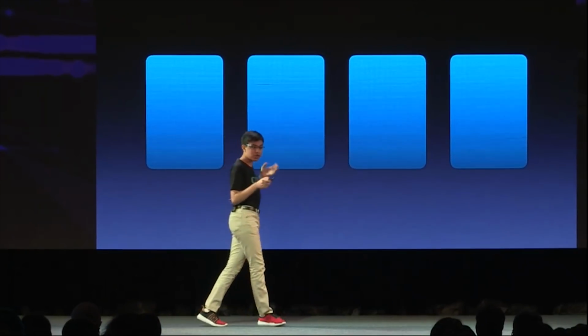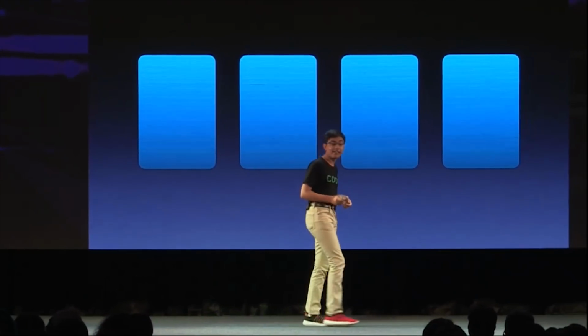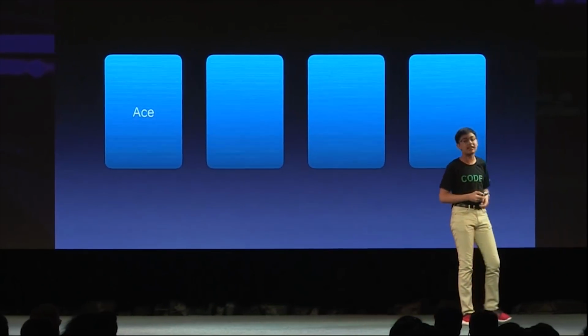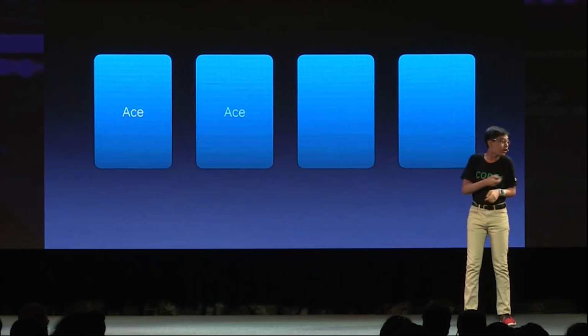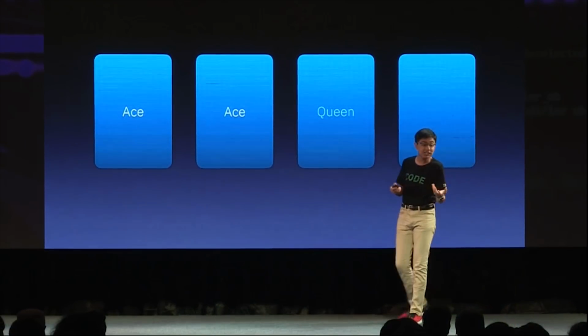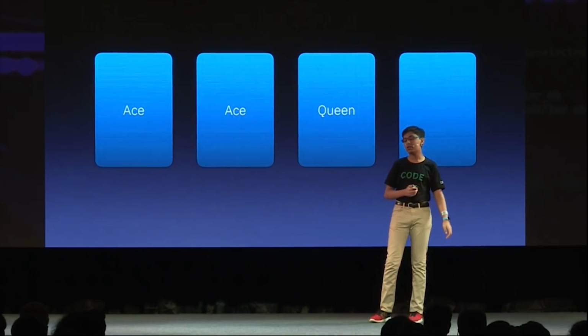Well, with a traditional computer, you do it like this. Is the first card an ace? Yes, it is. So that's not a queen. Well, maybe the second card's a queen. No, that's also an ace. And then you look at the third card. Maybe that's a queen, and that turns out to be a queen.